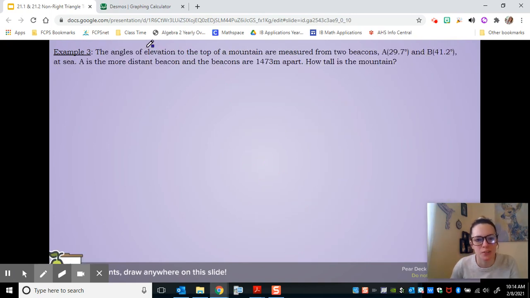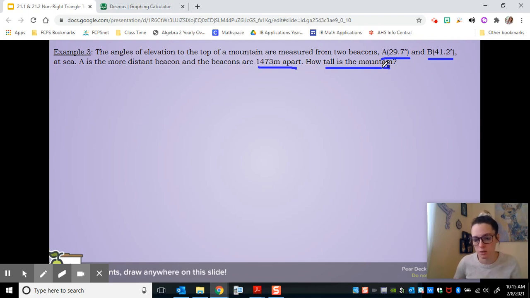All right, example 3. The angles of elevation to the top of the mountain are measured from two beacons, A, where the angle of elevation is 29.7, and B, where it's 41.2. And both of those beacons are at C. A is the more distant beacon, and the beacons are 1,473 meters apart. We're looking for the height of that mountain, or how tall is the mountain.